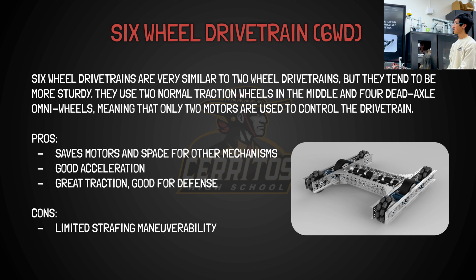The pros is that it also uses 2 motors, which is pretty good. You have 6 motors for other mechanisms. Good acceleration, just like the 2-wheel drive. And unlike the 2-wheel drive, it has great traction because it has the 2 traction wheels in the middle instead of in the back. So if you bump it over here, it won't really bump as much, or on the side, because the wheels kind of center the amount of traction that this robot can take. The con is just like the 2-wheel drive. You can't really strafe sideways.